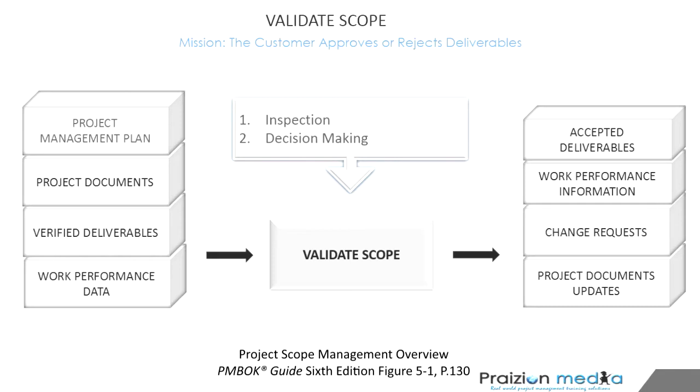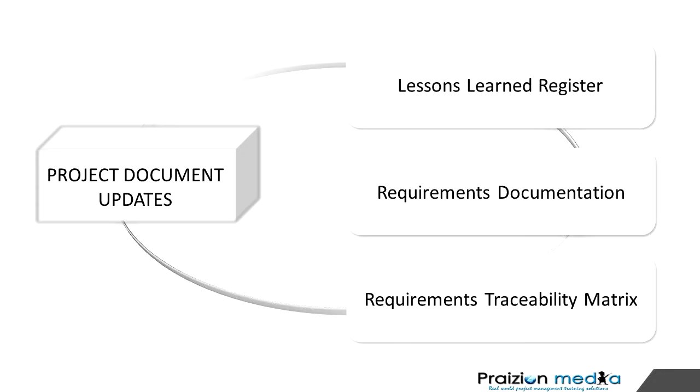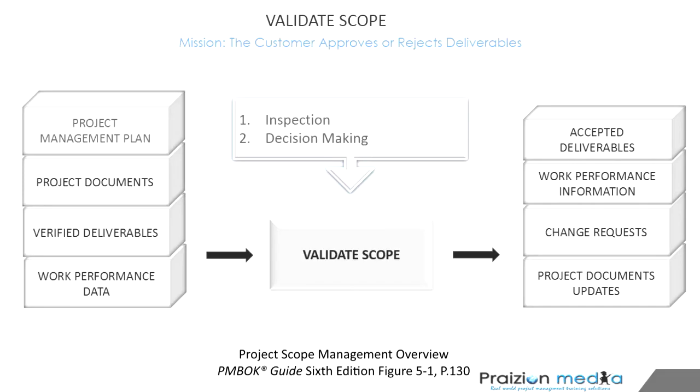And lastly, we have project documents updates. Now, project documents updates refers to things like your lessons learned register that could be updated here, requirements documentation that could be updated, and the requirements traceability matrix, to mention a few. Now, I know the PMBOK Guide stops short from time to time of listing out every single document, but beware, on the exam, if you're given plans versus documents, you need to be able to identify, based on the fact that this is a document and this is a plan, this is the answer. So you have to get used to that kind of thing. Okay? That's it for Validate Scope. Customer acceptance.